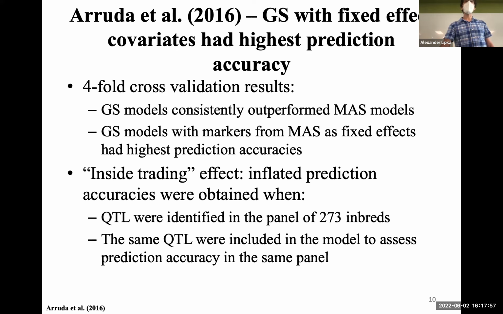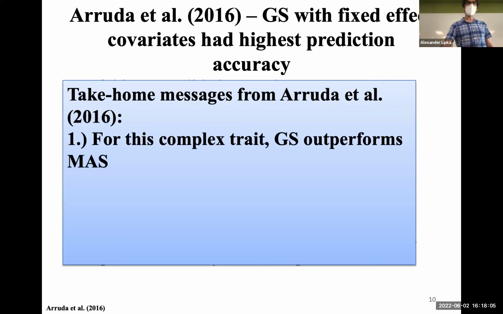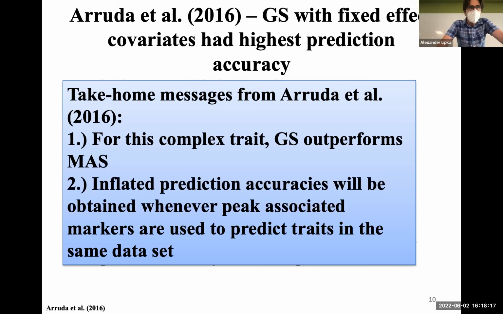Okay, so let's go over the take-home message, and then I'll see if there are any questions. So the take-home messages are this. For a complex trait, genomic selection, or sorry, for this particular trait, FHB resistance, genomic selection outperformed marker-assisted selection. And whenever peak-associated markers are used to predict traits in the same data set, you should expect to observe inflated prediction accuracies. Okay? Okay, so are there any questions?